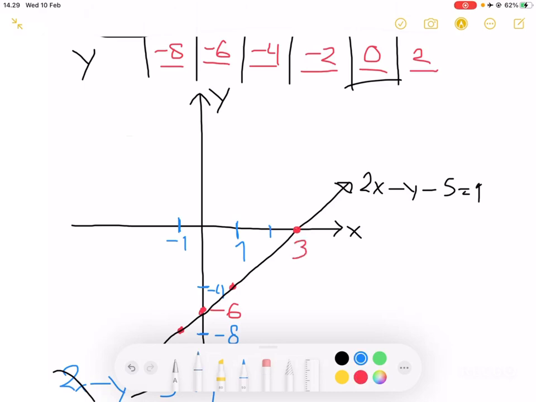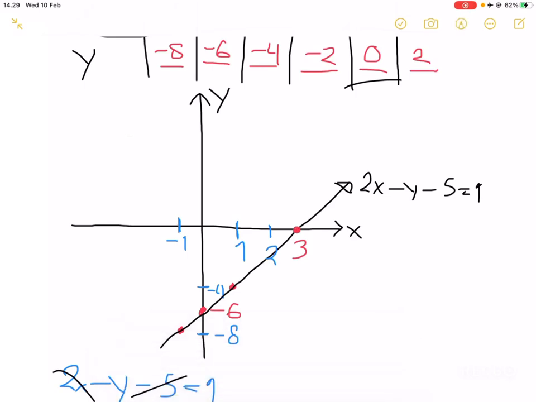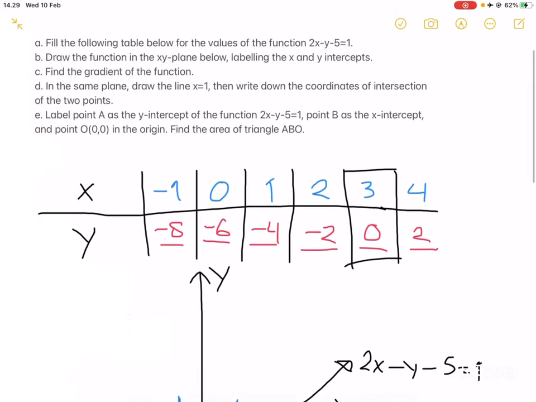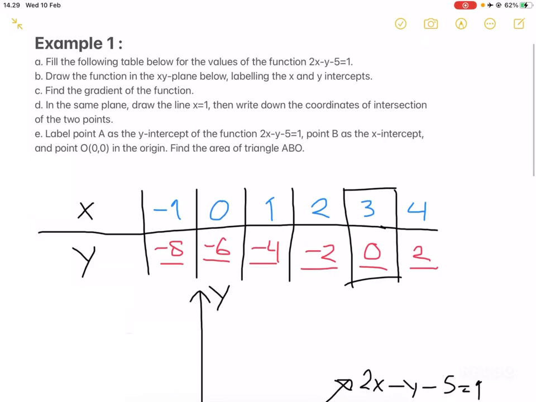So I'll just mark 2 right here. And keep in mind, my drawing isn't as accurate as it probably would be on a sheet of paper, because I'm using Apple Notes for this. Okay, so we're done with part B. Part C is pretty easy. Find the gradient of the function.